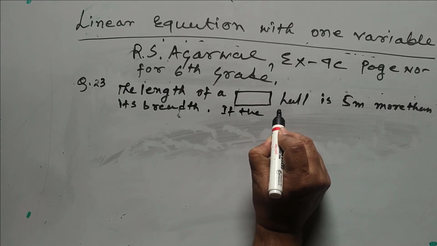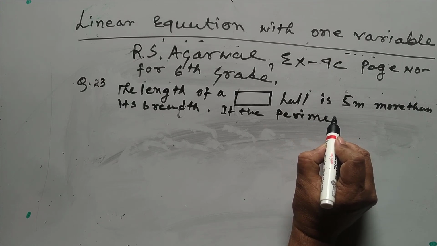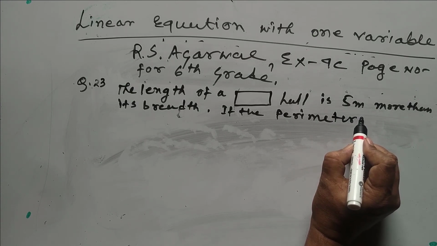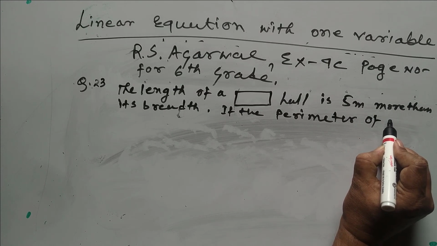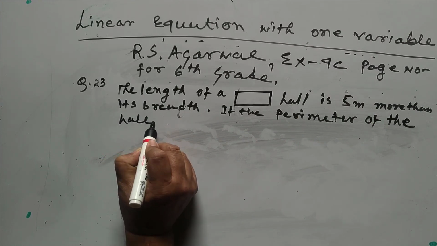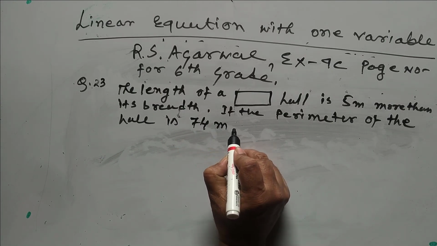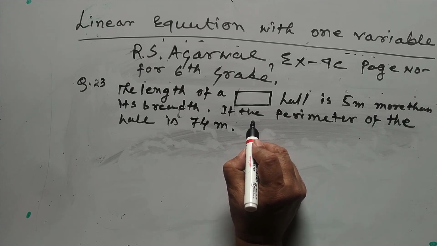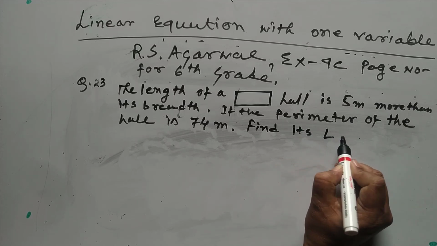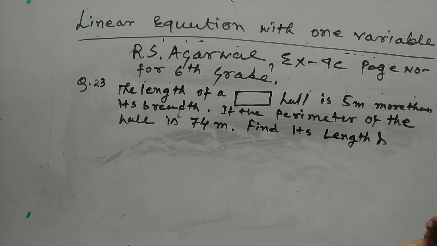If the perimeter of the hall is 74 meter, find its length and breadth.